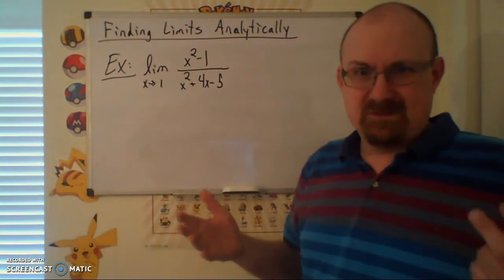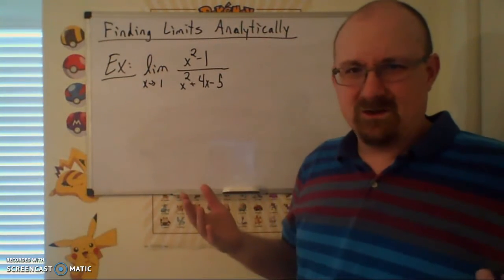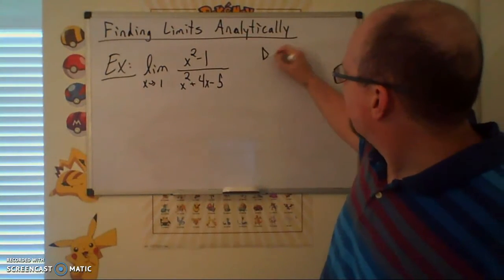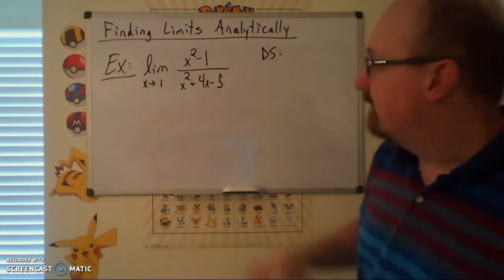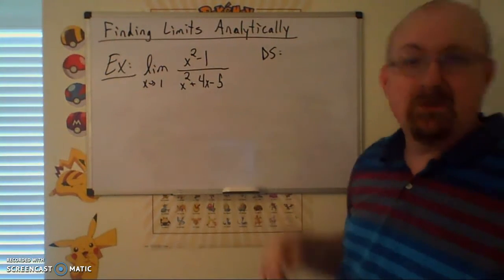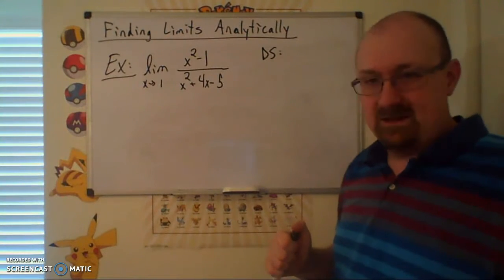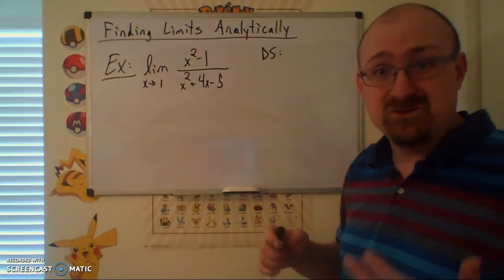So I want to take a look at some examples, and I foreshadowed this at the end of the previous video, where that doesn't quite work out. Off to the side, I'll often abbreviate DS for direct substitution. We take a look at this function right here. He may look familiar. We examined him previously in the videos where we were estimating limit values using graphs.